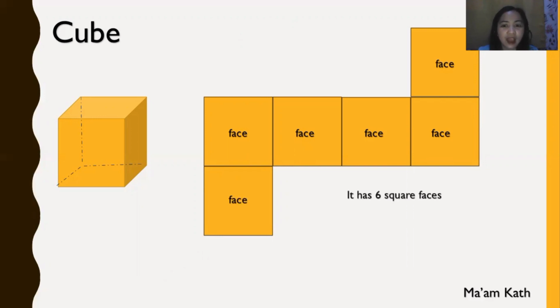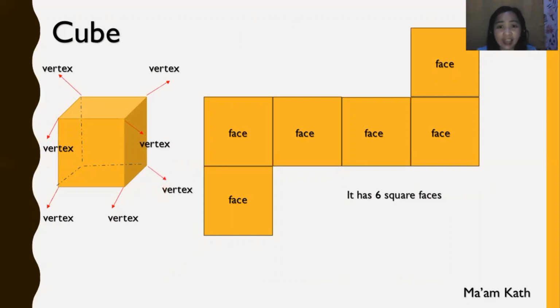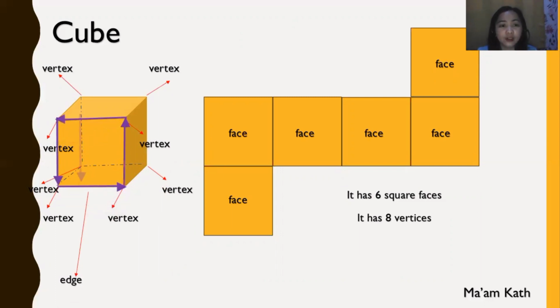Now, a cube has 6 square faces. And these are the vertices of the cube. It has 8 vertices. And how about the edges? We have here the edge. 1, 2, 3, 4, 5, 6, 7, 8, 9, 10, 11, 12. It has 12 edges.